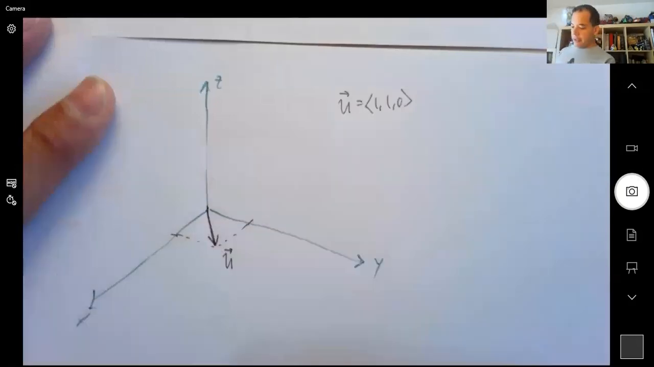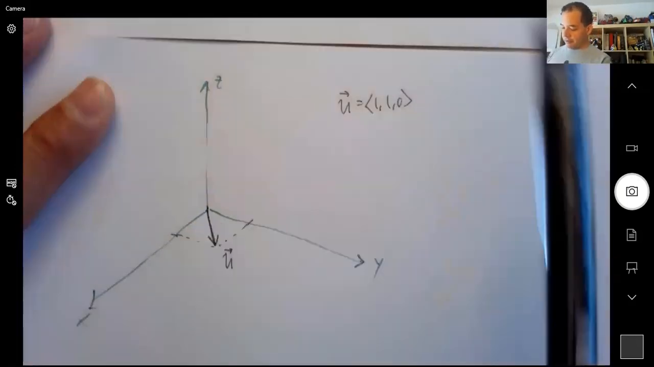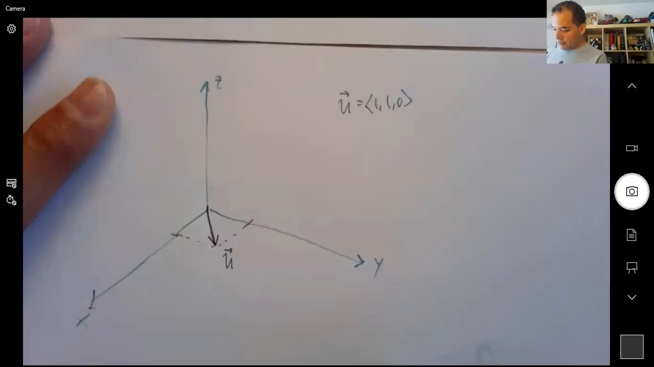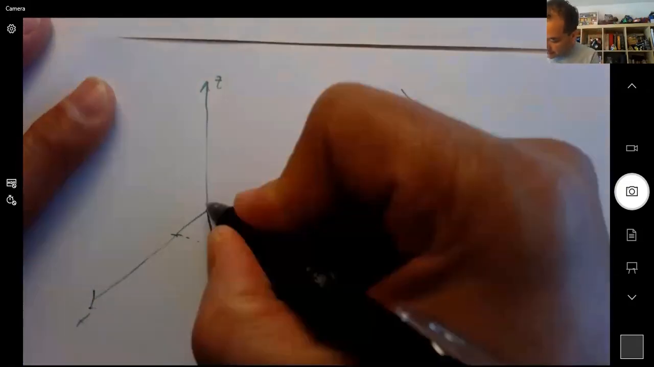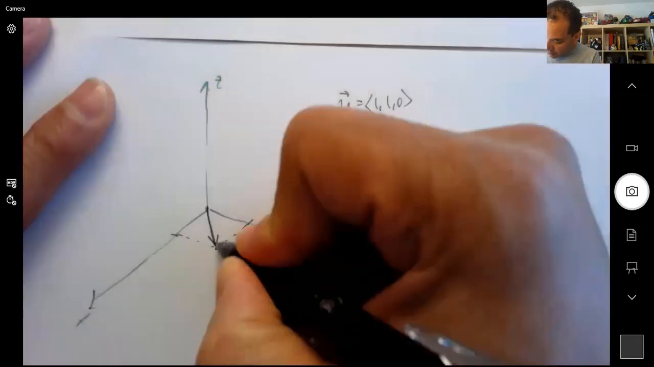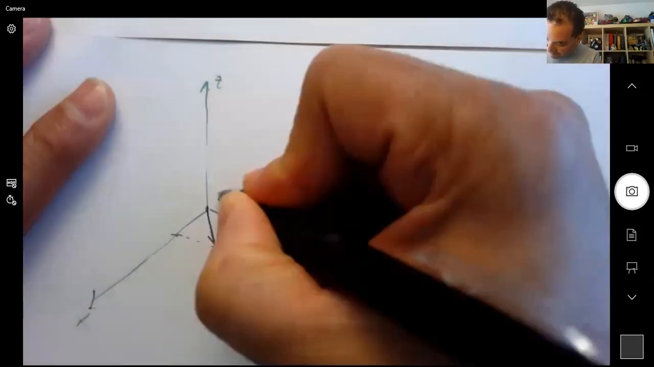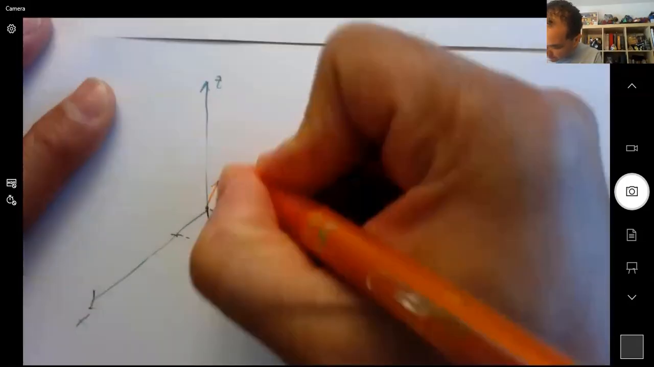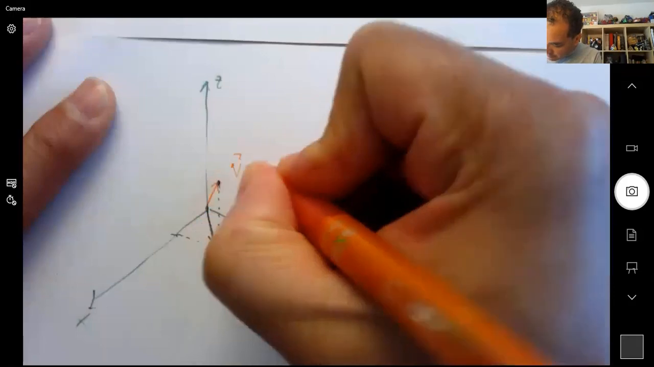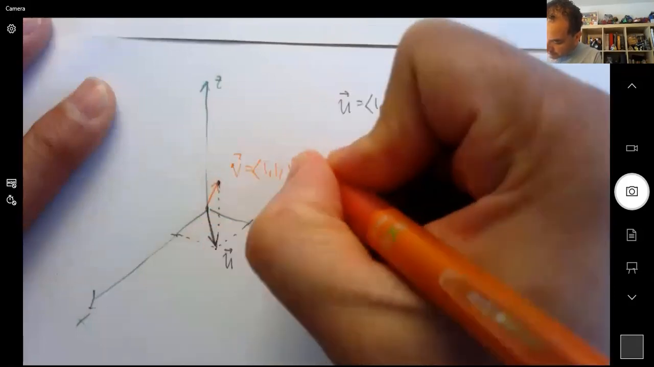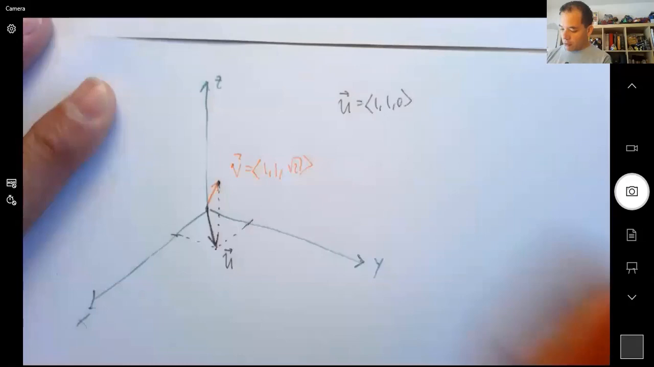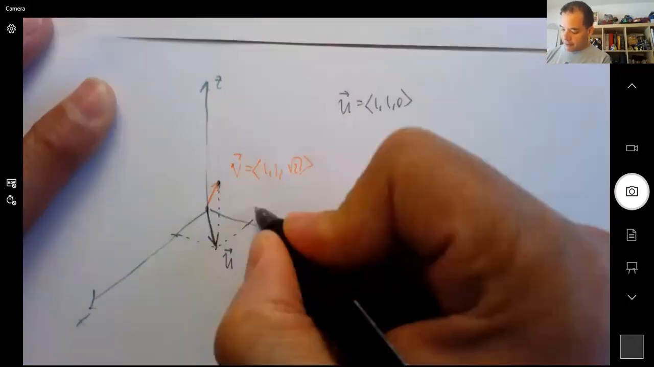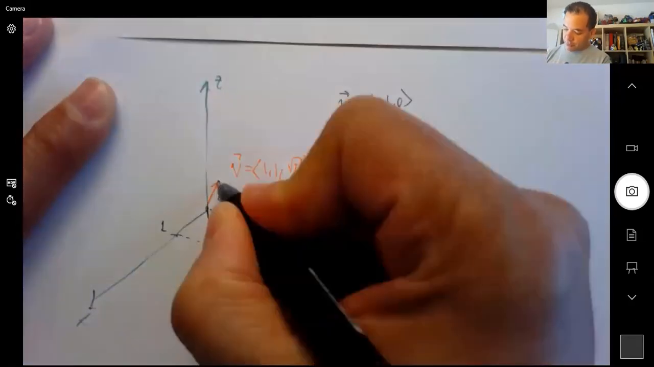Then we place V, and V is 1, 1, square root of 2. So 1, 1 is going to be this exact same one, but now we go up square root of 2, right? So it would be this vector over here. This is V, 1, 1, square root of 2. Is that clear? We go where 1 and 1 is, and then we go a height of square root of 2.